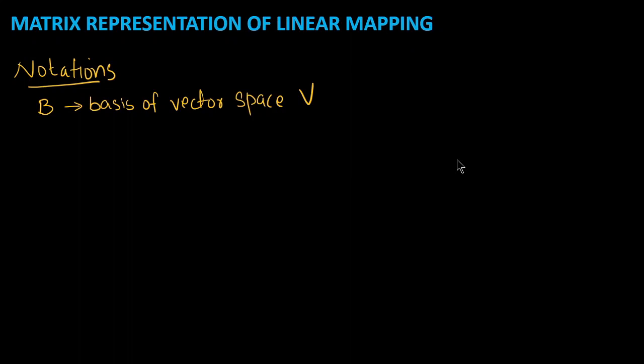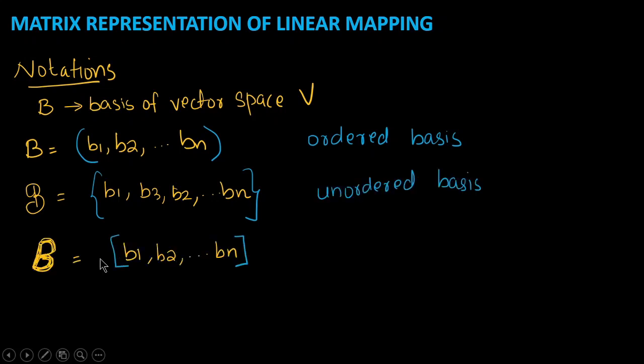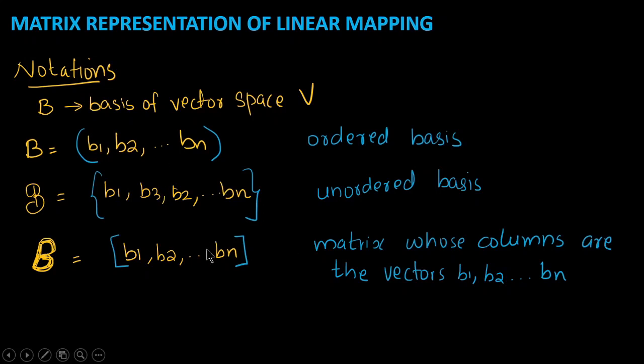Then the matrix representation of linear mapping, and the notations. B is the basis of vector space V, and B can be represented like this: (b1, b2, etc., bn). Note this bracket, which shows that it is an ordered set of bases. If you represent it using curly brackets, it is an unordered set of bases. And if you write it in square brackets, it is the matrix representation. So these are the basic notations we use with bases.